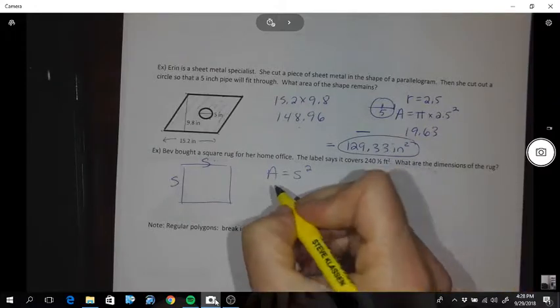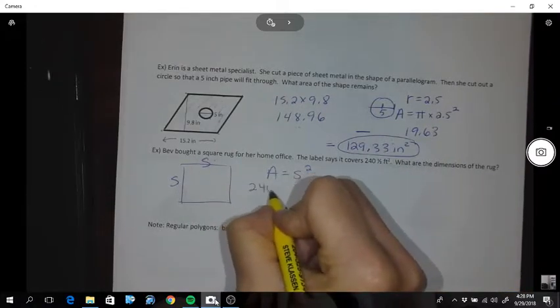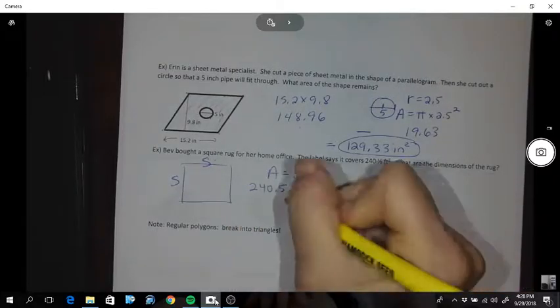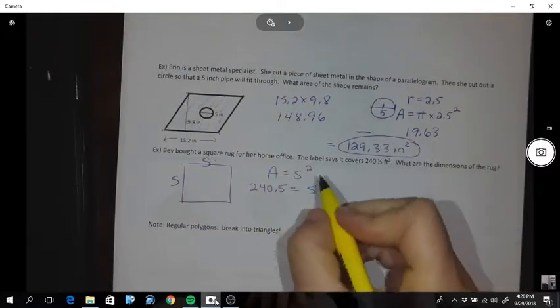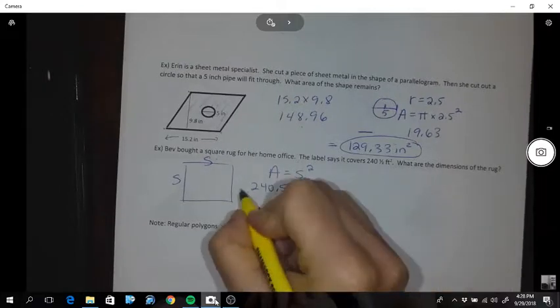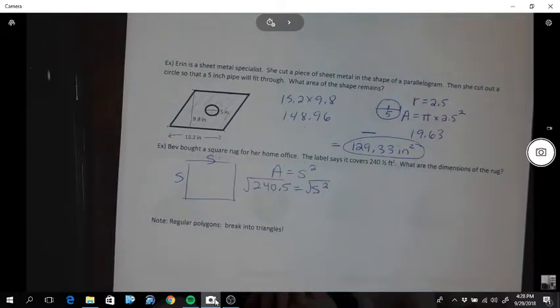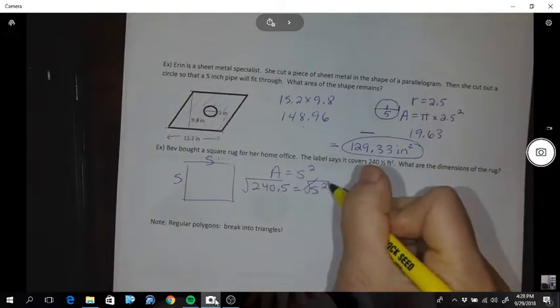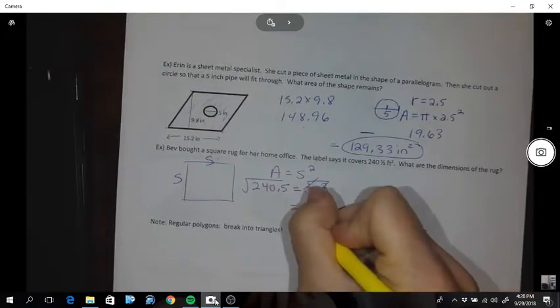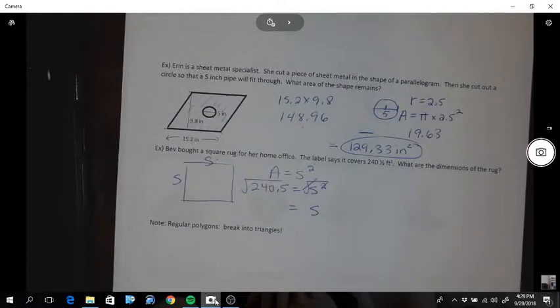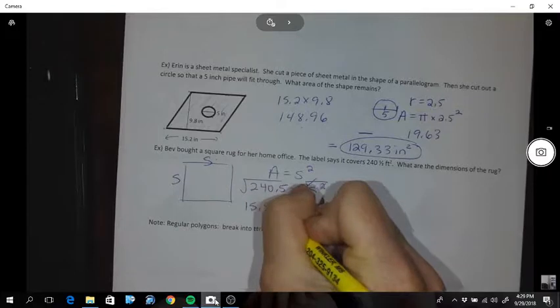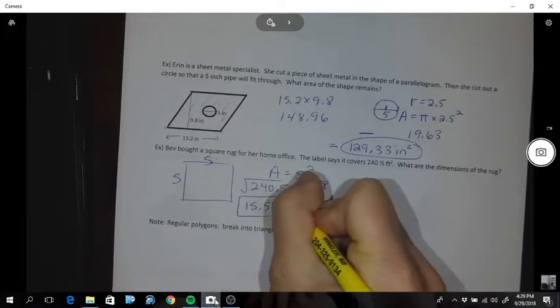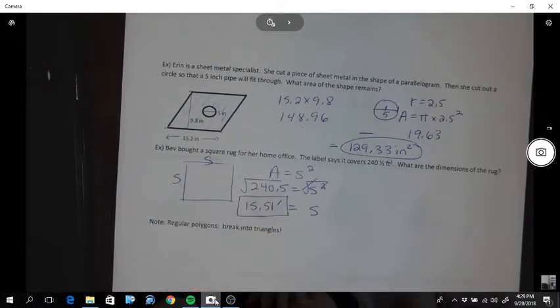Okay, so this is what I know. I know the area. If that is what the side squared is, then to get the side, I actually have to take the square root because I'm doing the opposite. This square root will cancel out the squared and I will end up with a value for my side. So that comes out to 15.51 feet. So this is 15.5 times 15.5.